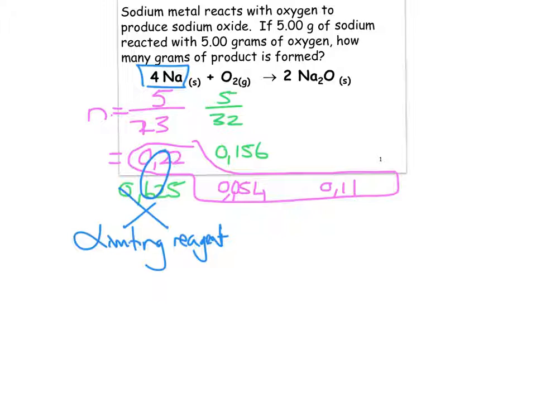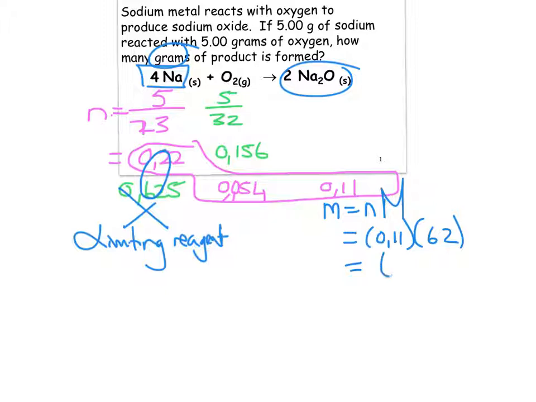So now I can actually calculate the mass of sodium oxide, because that's what they asked me: how many grams of product are formed. Mass is equal to number of moles times molar mass, 0.11. The molar mass is going to be 23 plus 23 plus 16, which is going to be 62. And I land up with 6.82 grams of sodium oxide.